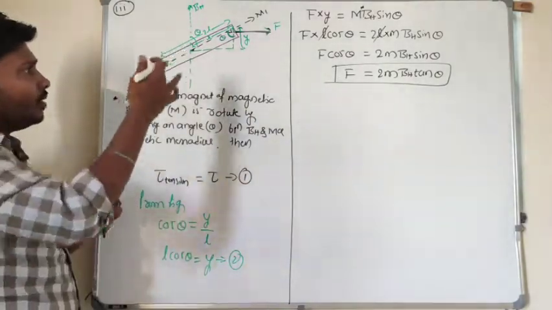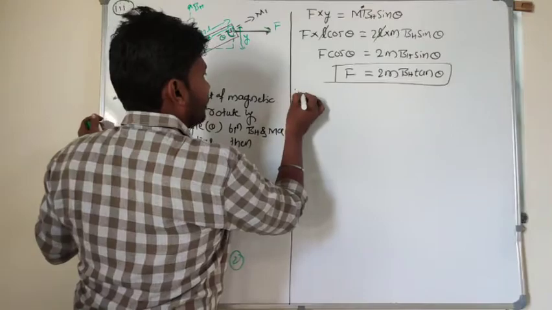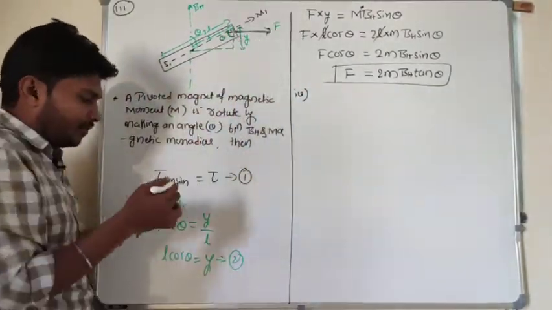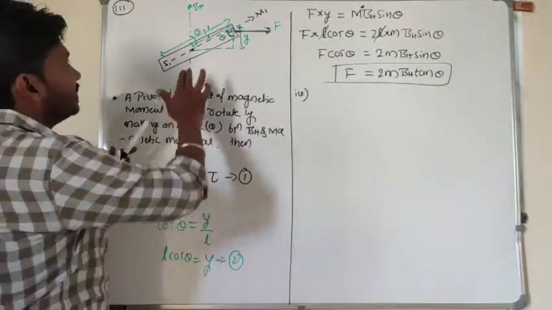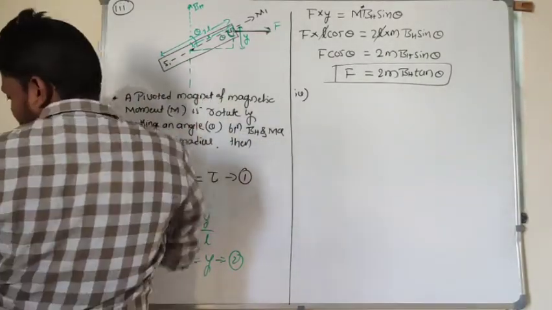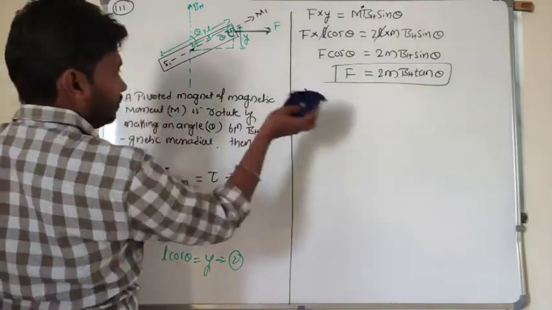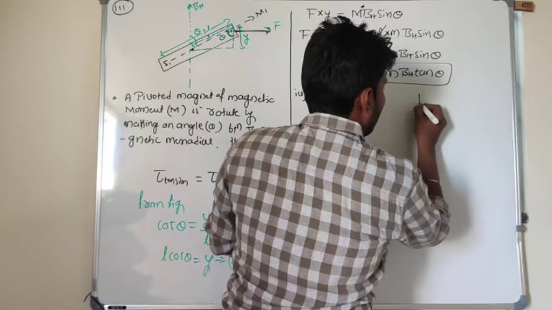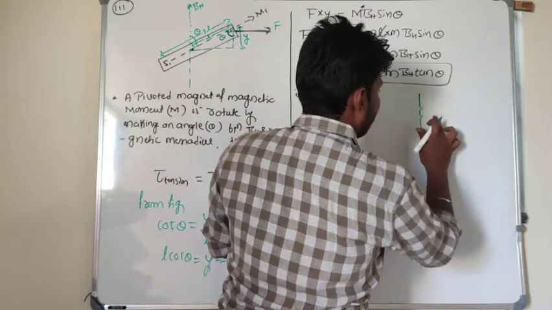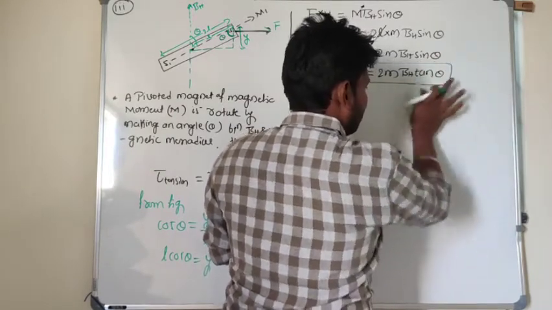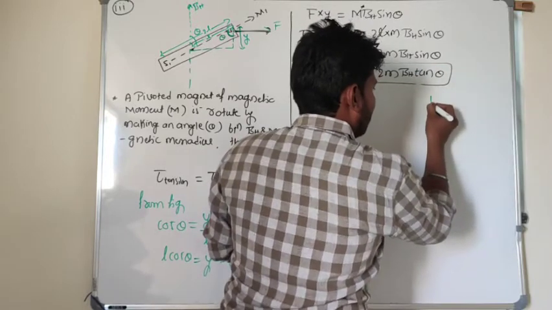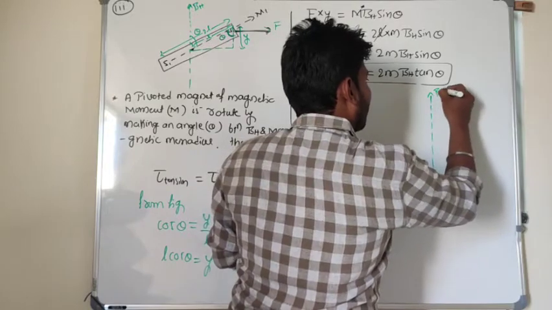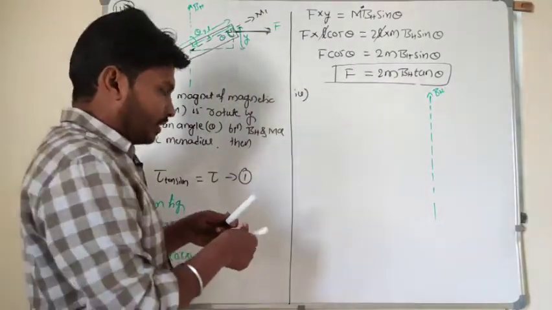Now I will take another case here. Instead of applying the force at the end, I will apply the force at a certain distance from the dipole. I will rewrite it here. Once again, I will take the horizontal component of the earth's magnetic field. This is B_H.